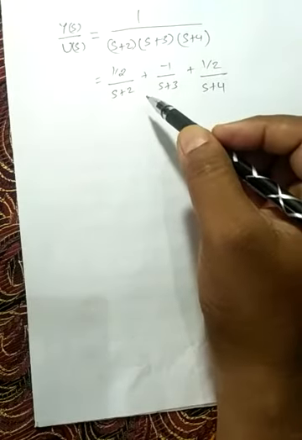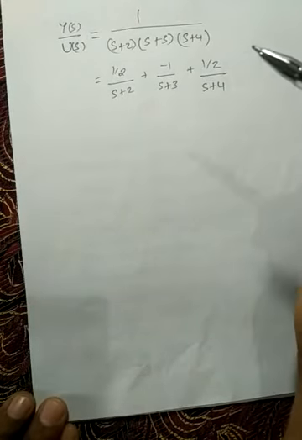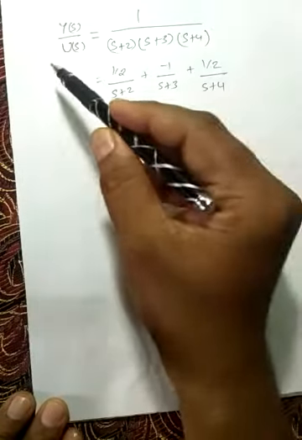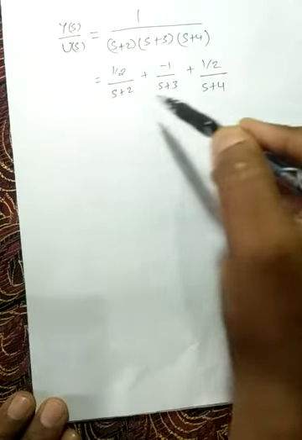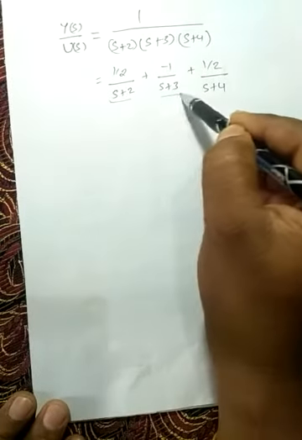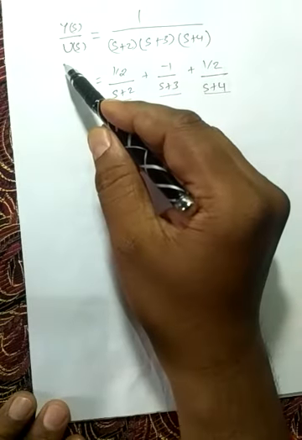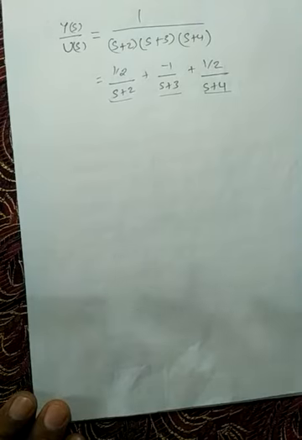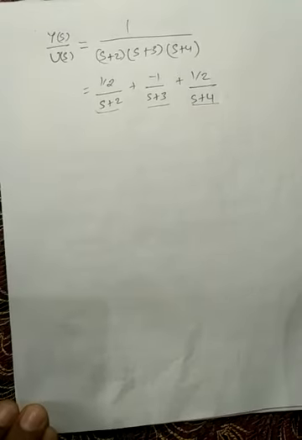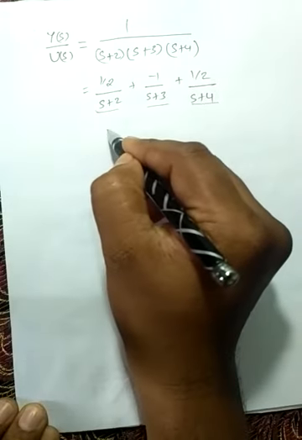Means what we are doing, we are finding a transfer function by using parallel structure. Means these three transfer functions are parallelly added to form a final transfer function Y(s)/U(s). If I can draw its block diagram, how can I draw? Let's see.